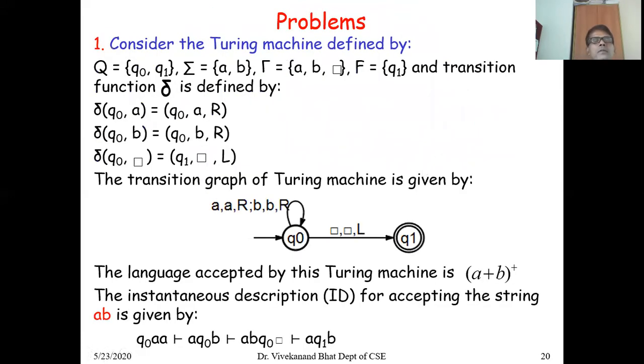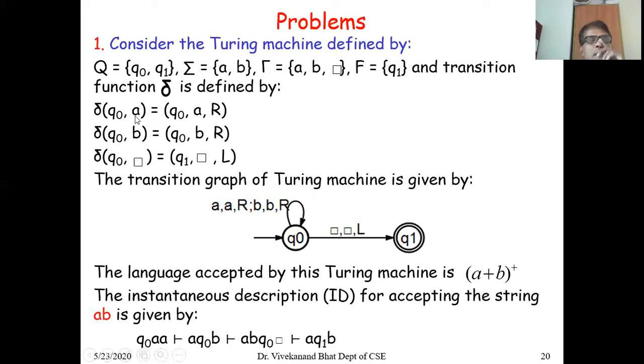So consider a few simple examples. Consider this Turing machine defined by Q containing two states Q0, Q1, sigma equal to A, B, tau equal to A, B and the blank symbol, and F equal to Q1, that is the final state. The transition function delta is defined by delta Q0 A is equal to Q0 A right, delta Q0 B is equal to Q0 B right, and delta Q0 blank is equal to Q1 blank left.